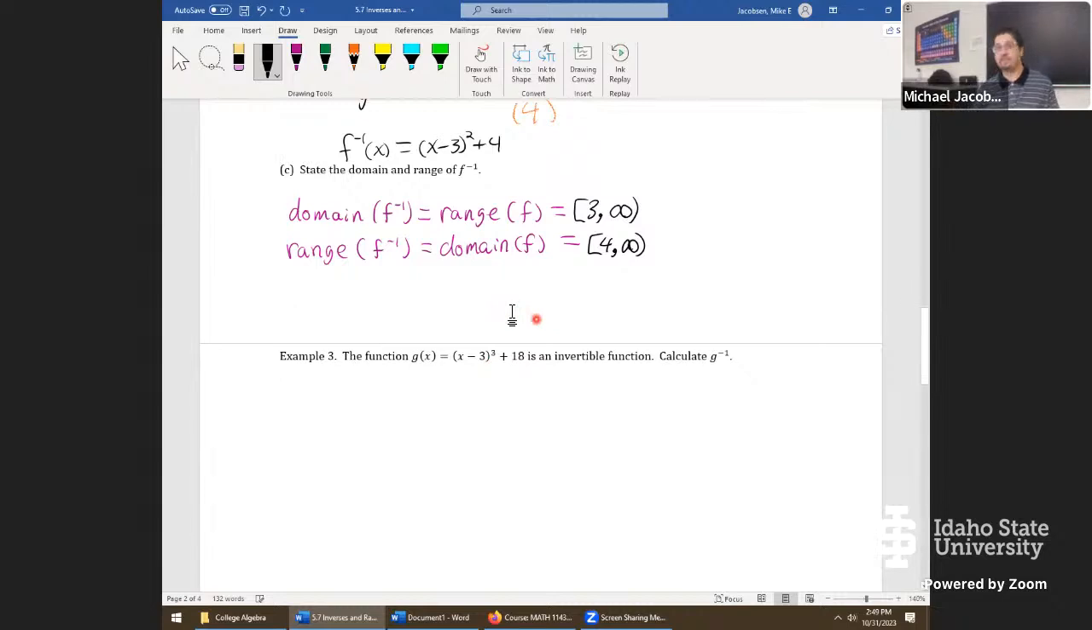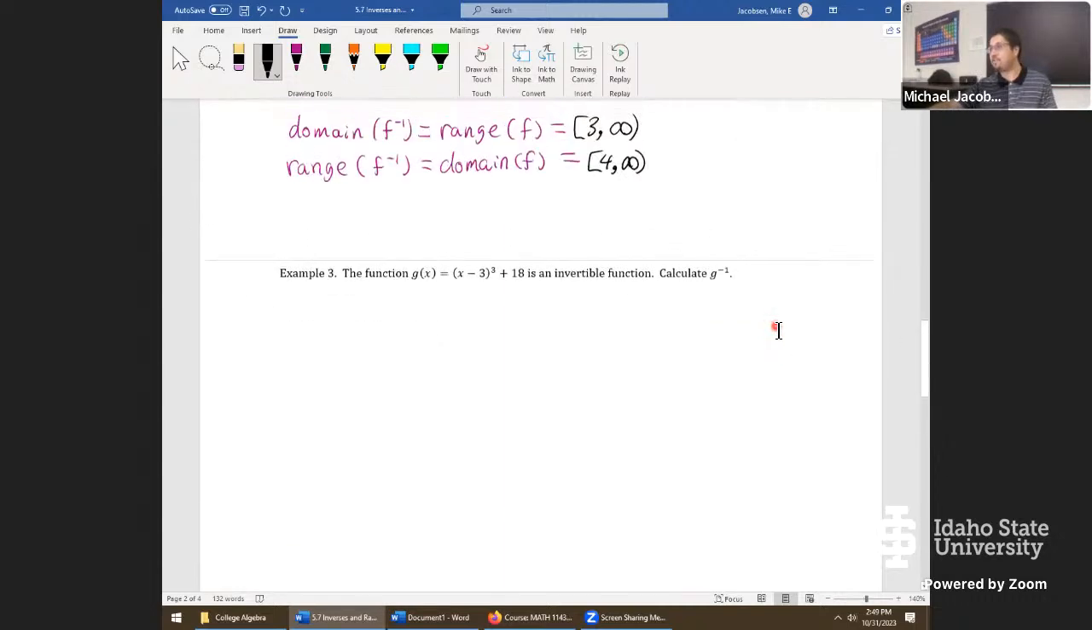And example 3 is just a really fast one. It just says, calculate g inverse. That's all we want here. No worries about domains, ranges, or graphs, or any of that. So let's give this one a try.